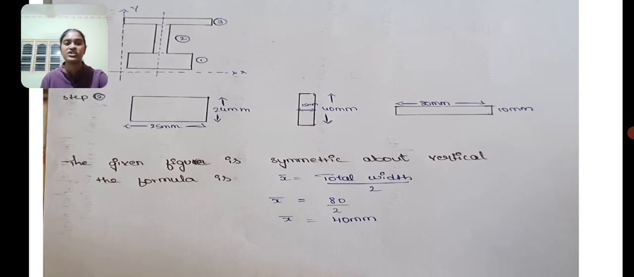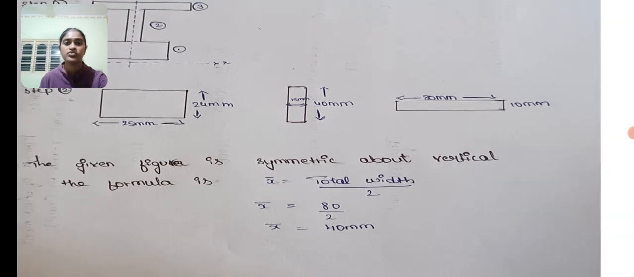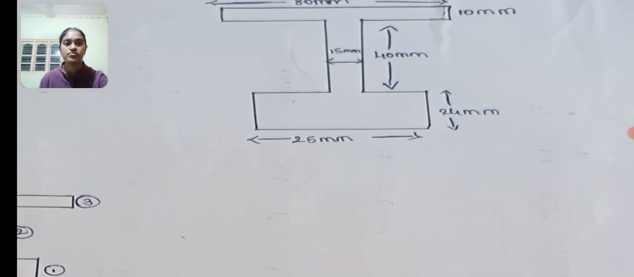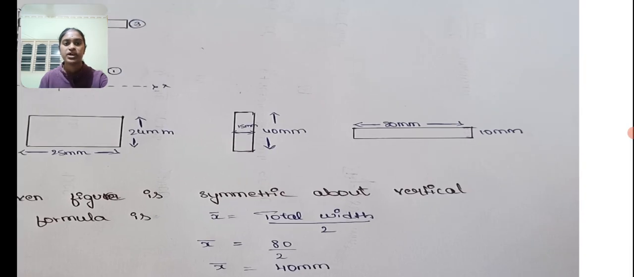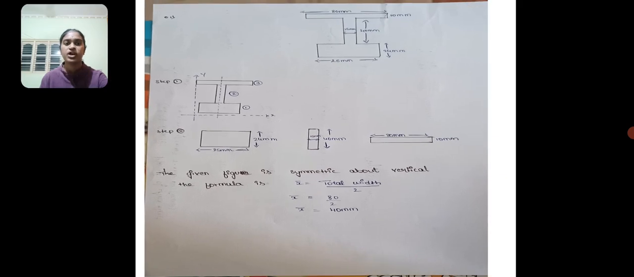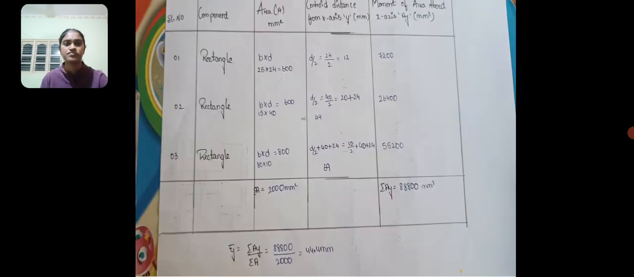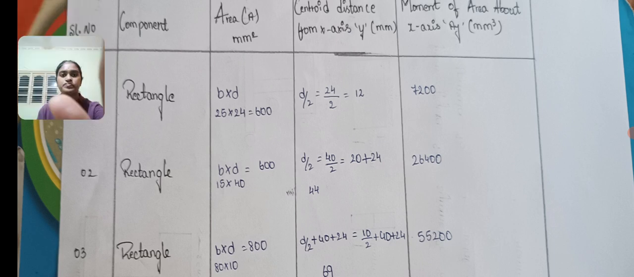Then the formula is x bar equals total width divided by 2, where 80 divided by 2. Here you can see the 80 mm they have given. Now divided, it is 40 mm. In the next step, we won't find y bar because it is symmetrical about the vertical axis. Now, let me show the table.